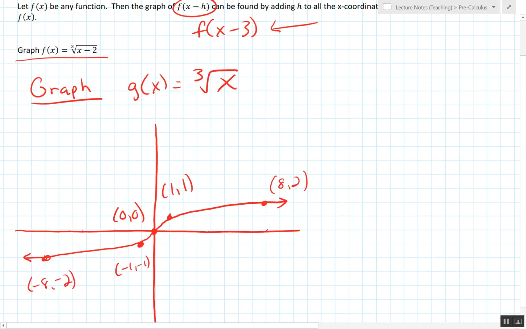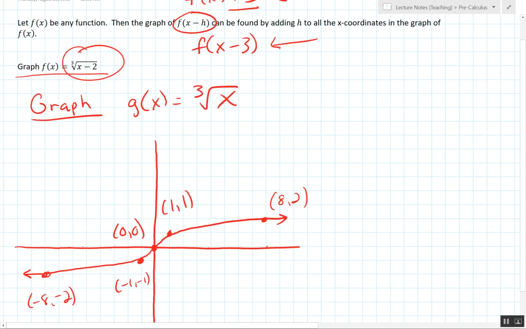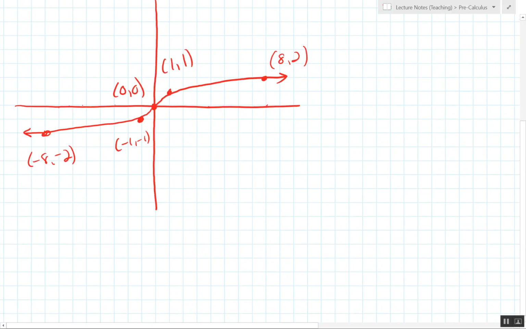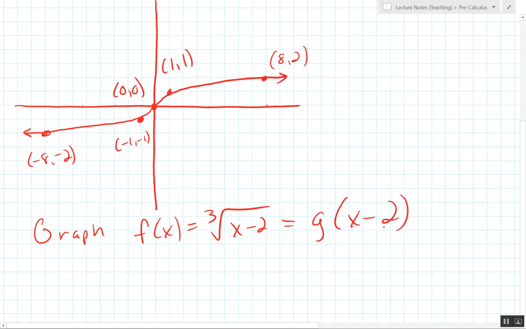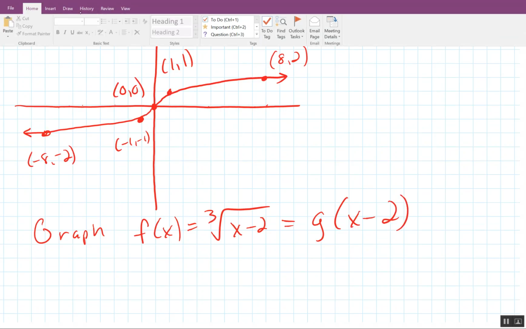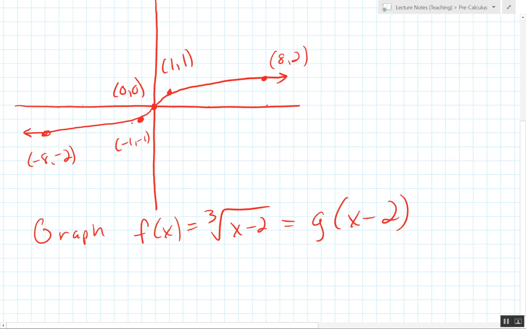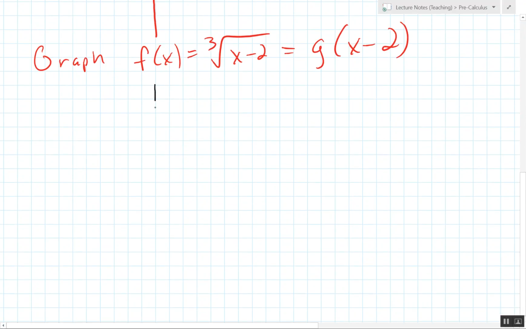And what we're going to do now is we want to look for x minus 2. And since we have a minus 2, we are going to add 2 to all the x coordinates. So let's do that. So we're going to graph f of x, which is the cube root of x minus 2. And notice that's just g of x minus 2. So let me change colors here. There we go.